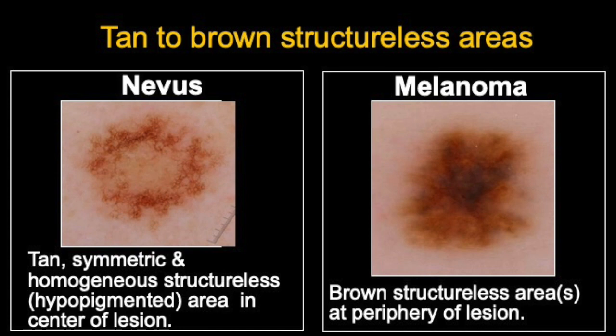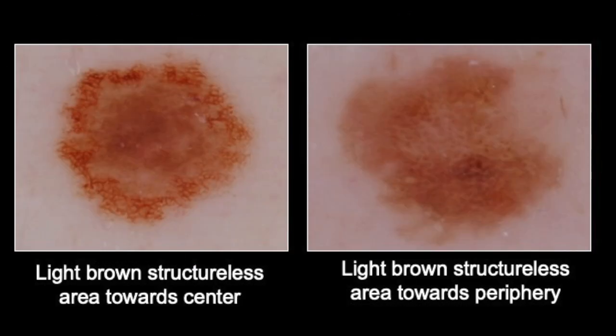So peripheral network, central hypopigmentation. It's not depigmentation, it's hypopigmentation. But the minute you get to tan at the periphery, you got to be thinking melanoma. All right? Not very common, but if you see tan structureless at the periphery, think melanoma. In the center, it's acceptable. At the periphery, it's not.